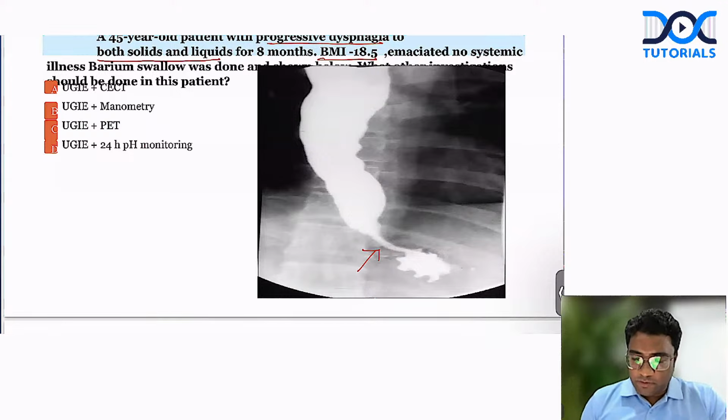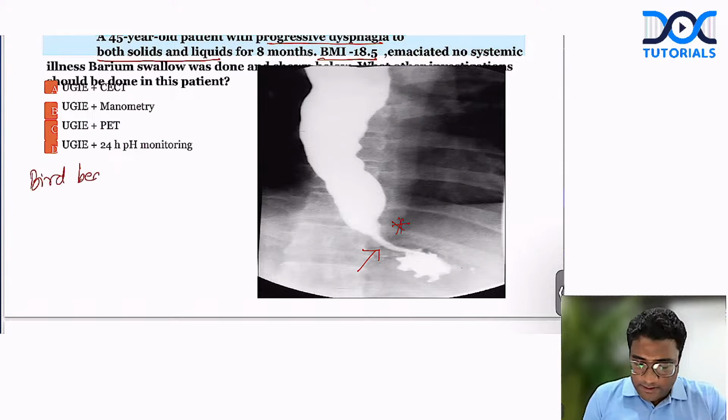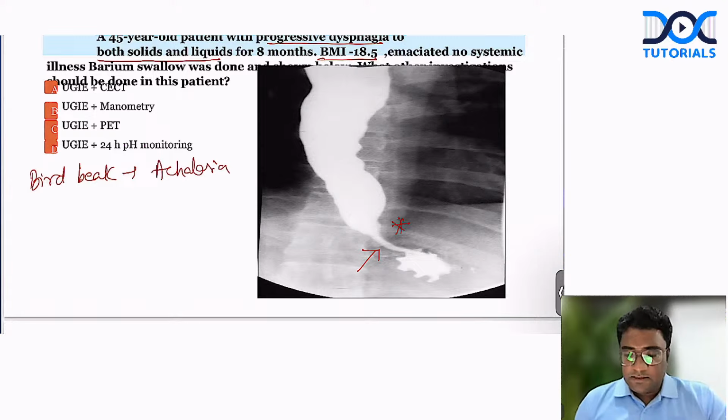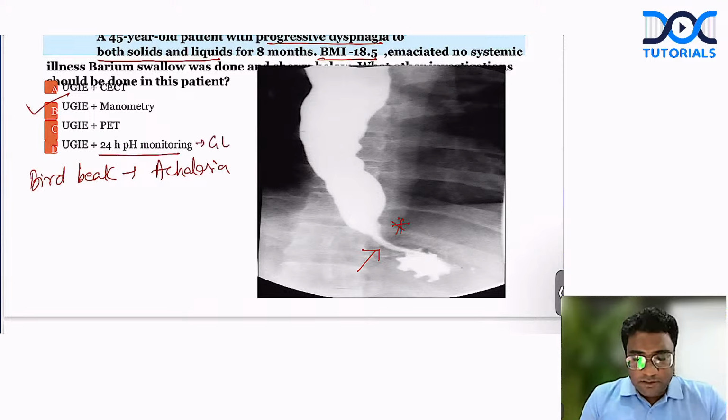So what does the barium swallow show? There is a bird beak appearance on a barium swallow. You know this is achalasia. So what should be done for this? For achalasia, you go for manometry, and you also go for upper GI endoscopy to know whether any pseudoachalasia is there, any tumor compressing the distal esophagus. So you go for upper GI endoscopy and manometry. 24-hour pH monitoring is done for GERD, gastroesophageal reflux disease. So the answer here should be upper GI endoscopy with manometry.